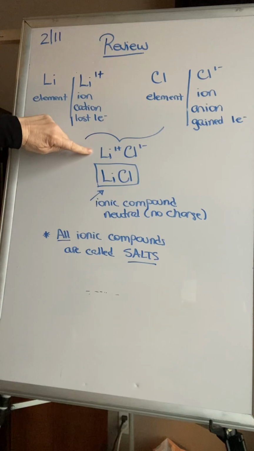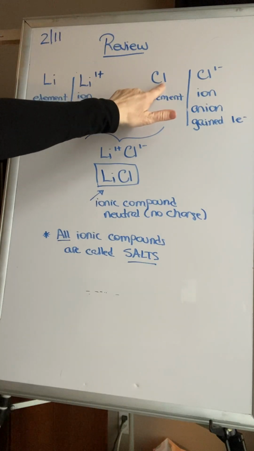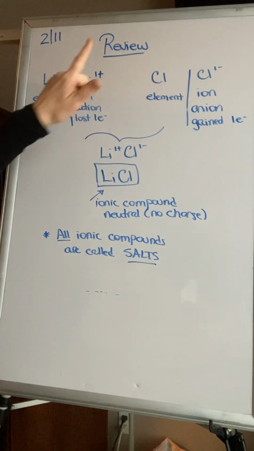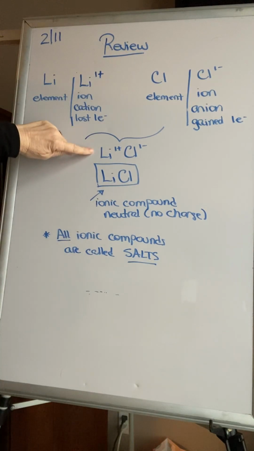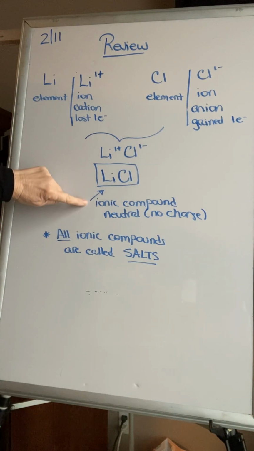The ions will be attracted to one another. Remember that this is unstable as it is. This one's unstable as it is, so they lose or gain electrons to become more stable. They'll be attracted to one another and they will form this compound in this particular instance. This is lithium chloride. It is an example of an ionic compound.